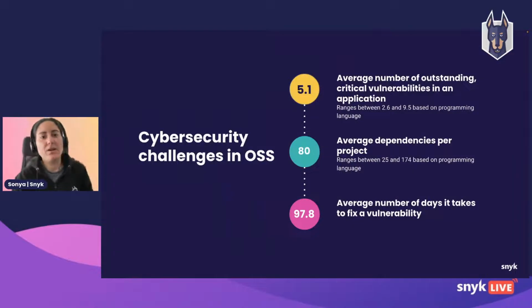So these are a few numbers of security challenges in the OSS ecosystem, as we can see. We have an average number of outstanding and critical vulnerabilities in an application, which is around 5. And this ranges between 2.6 and 9.5, based on programming language, obviously. We have also an average dependency per project of 80 top-level dependencies. But the most scary number is the last one. The average number of days it takes to fix a vulnerability is almost 100 days.